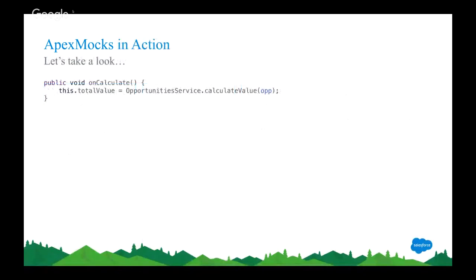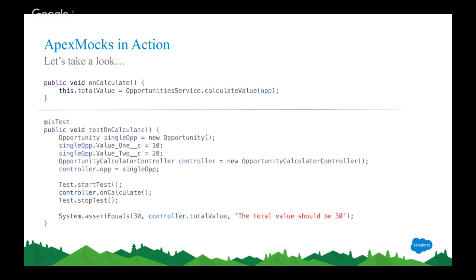So let's take a look at ApexMocks in action. We have this very simple method. We'll assume this is on a controller, it's on calculate, and it calls into your service to calculate their value. And you write your unit test. Pretty standard. You're going to create some data, instantiate your controller, set your data on that controller, and then call your onCalculate method.